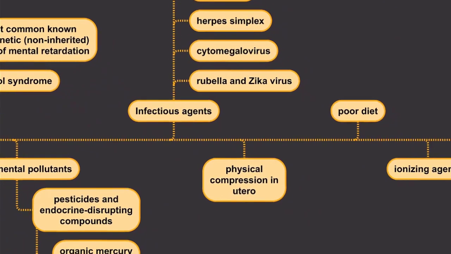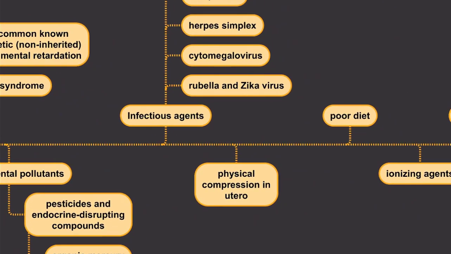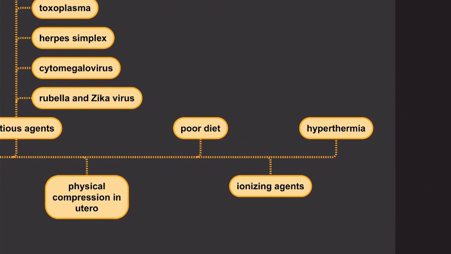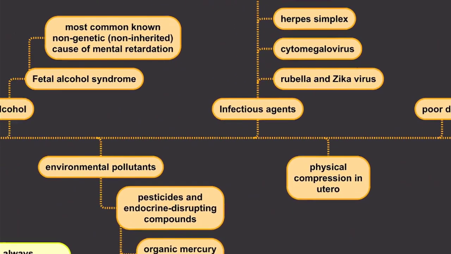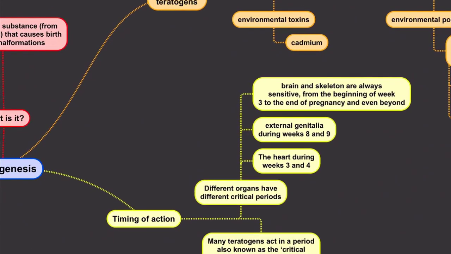Coming back to other factors, physical compression in utero, poor diet is another factor. Ionizing agents, it includes even X-ray, which is a common diagnostic radiation, but that's why nowadays expecting women are not exposed to X-rays, and that is where ultrasonography comes in to examine the health of the fetus. And hyperthermia, that is high temperature. You can just give all the categories, and in each category you can give some example.